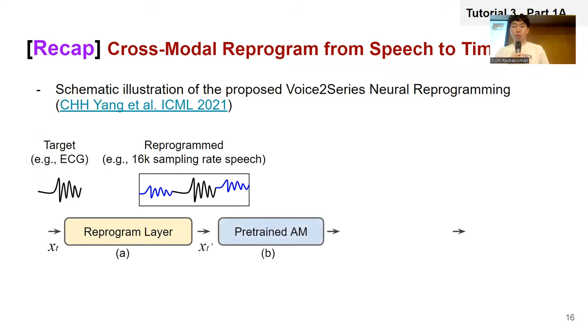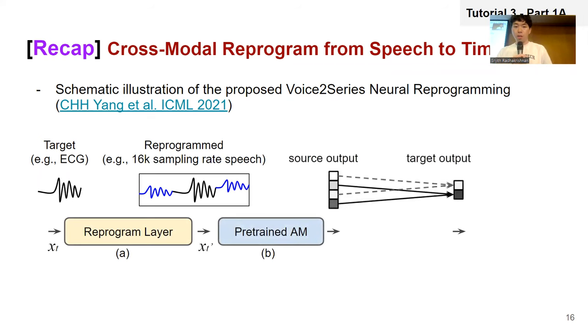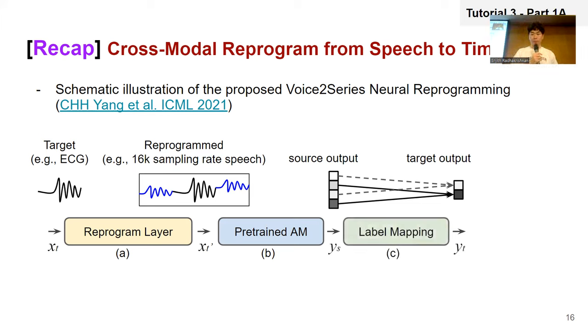And we put it into a pre-trained acoustic model. The model will yield some prediction, because it's a spoken command classifier model. So it'll give yes, no, up and down, this kind of label. So we do another process called label mapping. And then finally, we can just enjoy good classification accuracy and enjoy a new set of tasks which could not be explored.